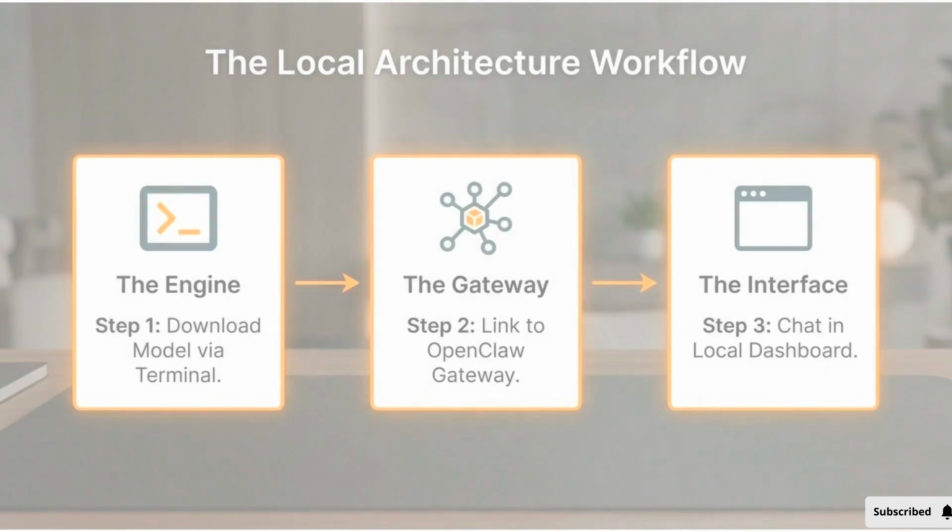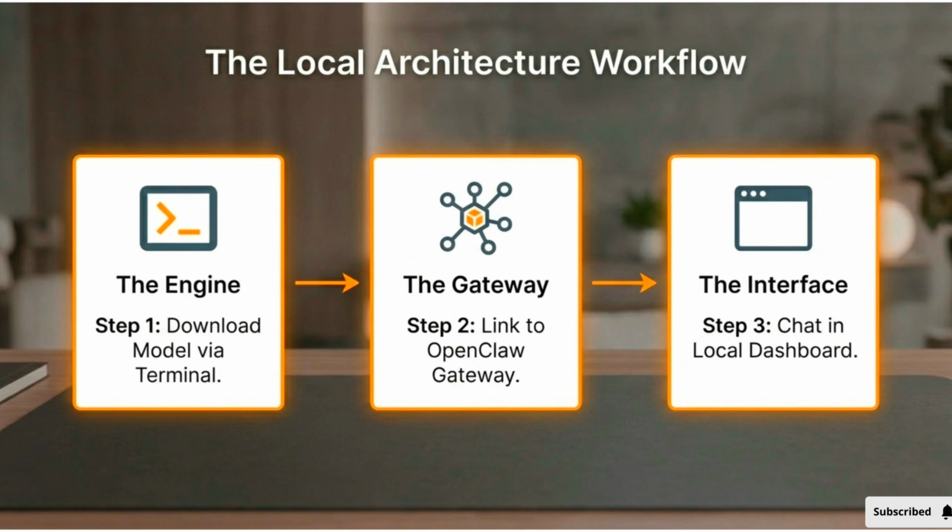The local architecture workflow involves 3 steps. Step 1 is the engine, downloading the model via the terminal. Step 2 is the gateway, linking to the OpenClaw gateway. Finally, Step 3 is the interface, where you chat in the local dashboard.